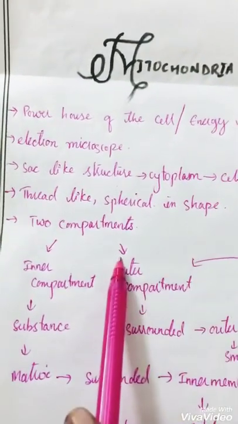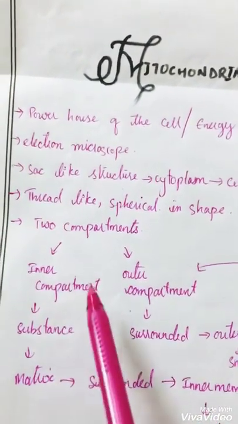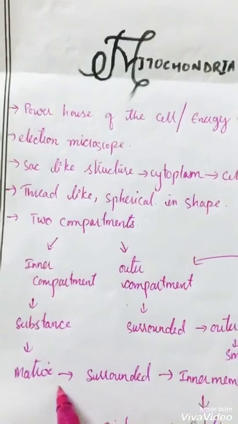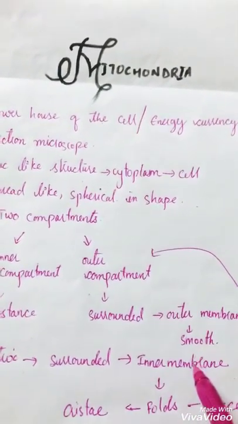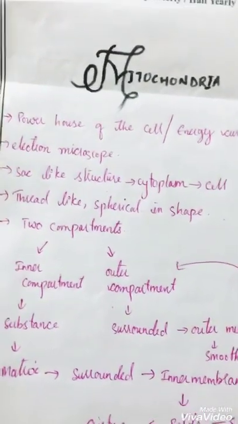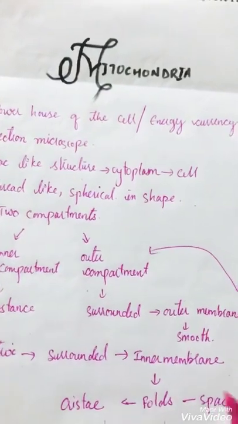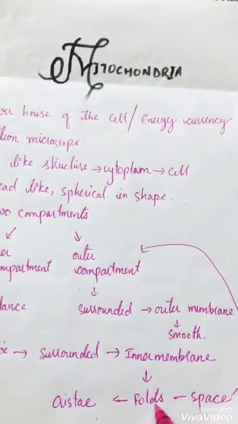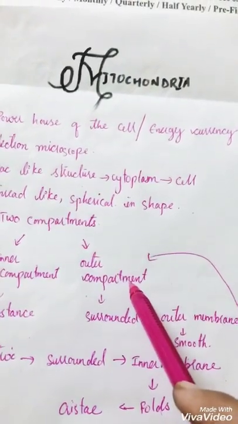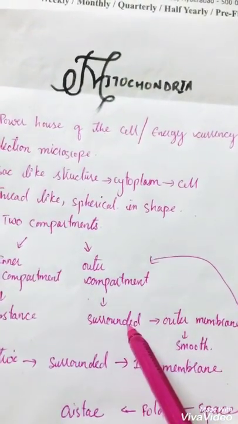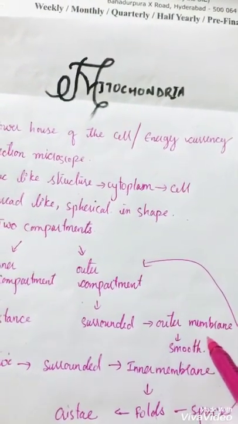It has two compartments, an inner compartment and an outer compartment. The substance present in the inner compartment is known as matrix and is surrounded by a membrane known as the inner membrane. This inner membrane has many folds known as cristae. The spaces between these folds are continuous with the outer compartment, and this outer compartment is surrounded by a membrane known as the outer membrane. These are smooth and have no projections in them.